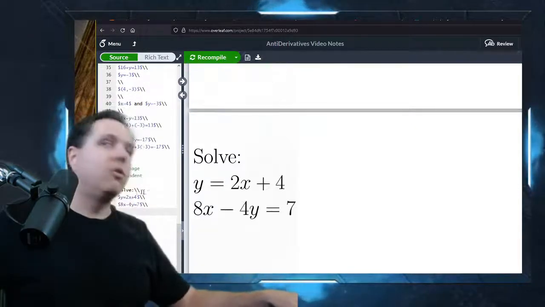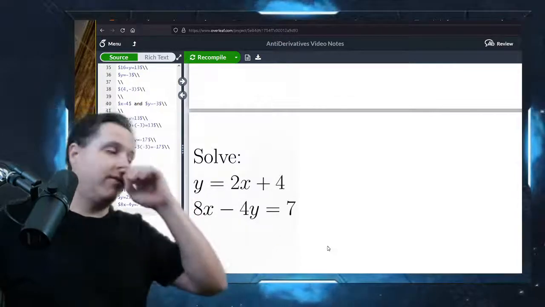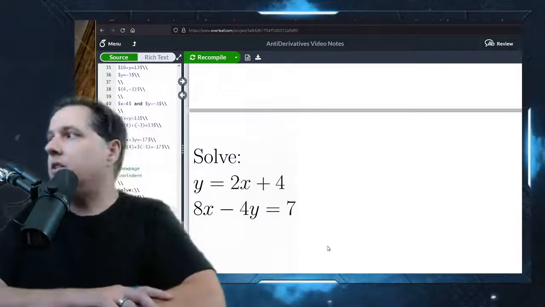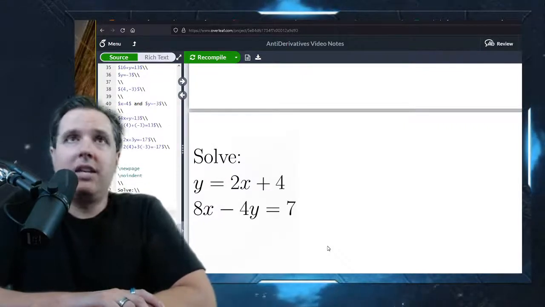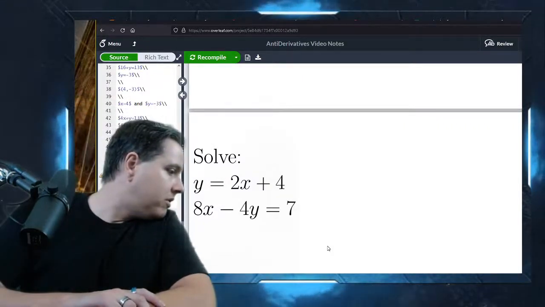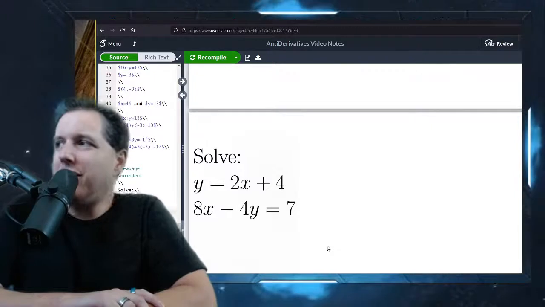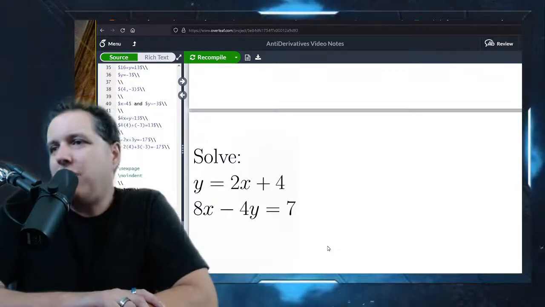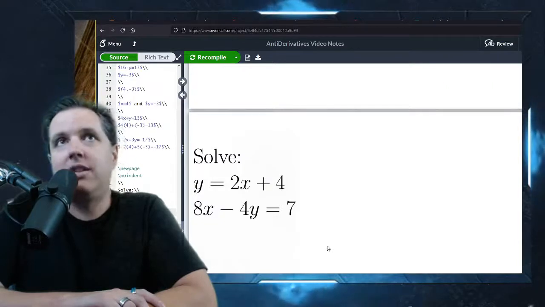Okay, y equals 2x plus 4, 8x minus 4y equals 7. So here's the system of equations. When I look at that, I don't think anything's weird at all. Right? When I look at this, I don't go, I bet those are parallel lines. And it's not a thing that jumps into your head, right? They just look like a system of equations with these different equations in it.